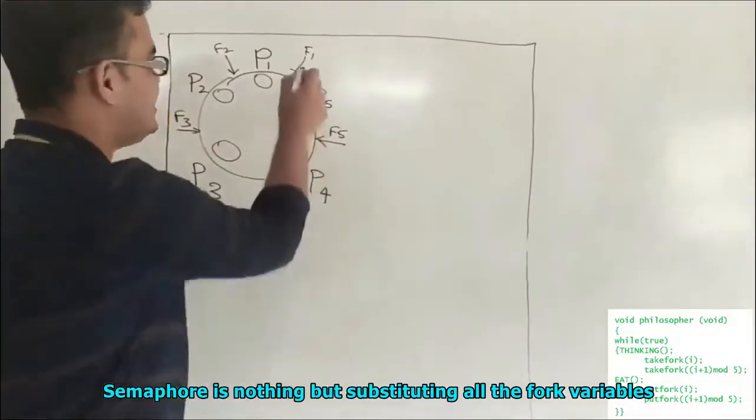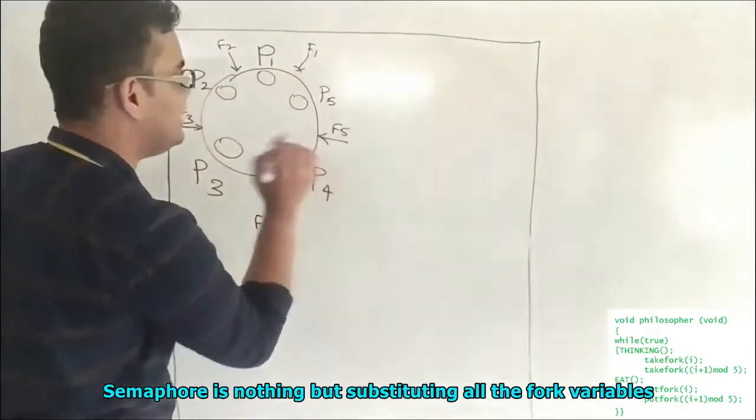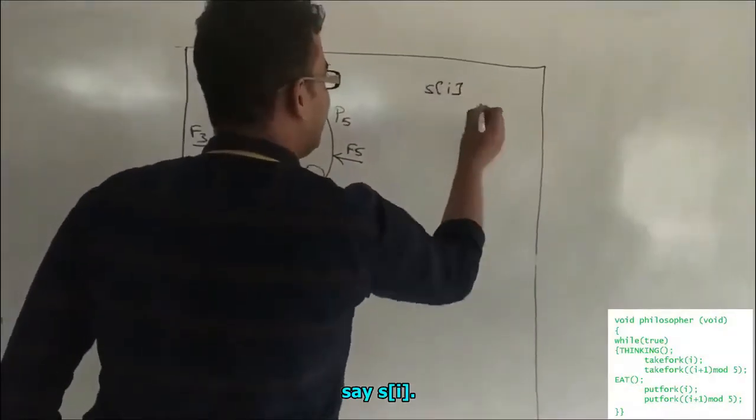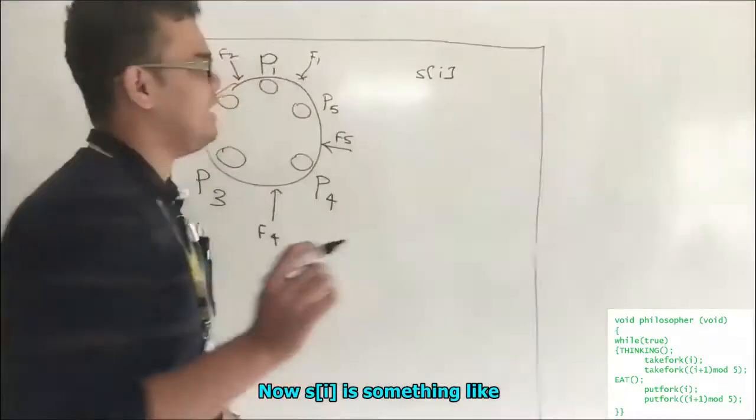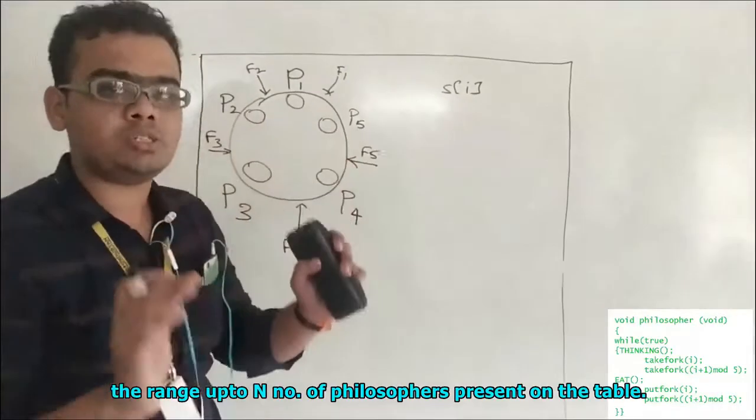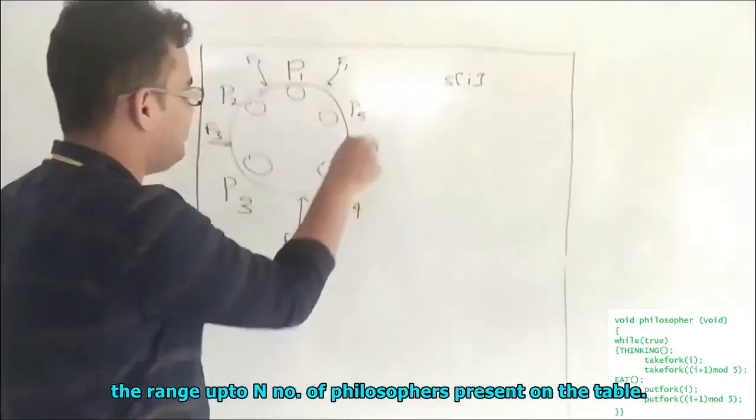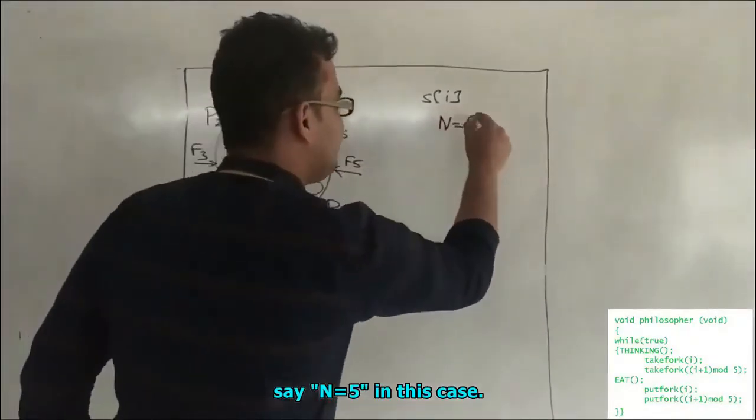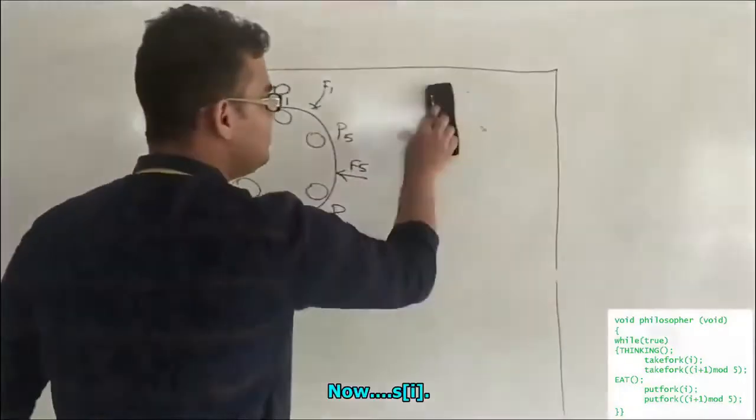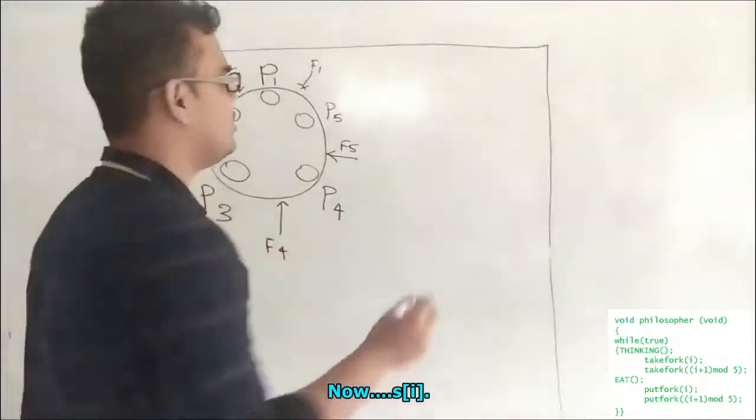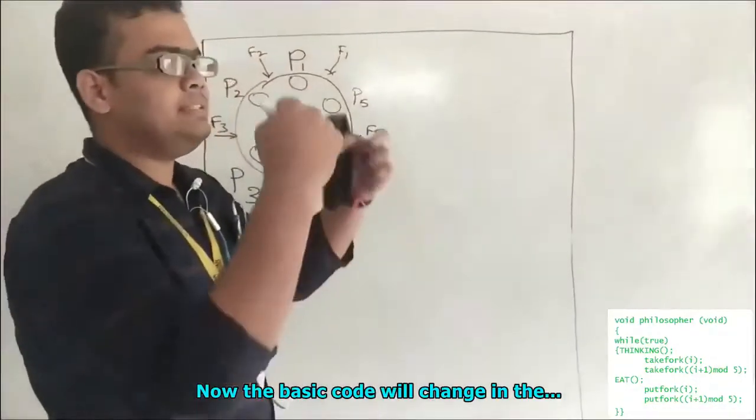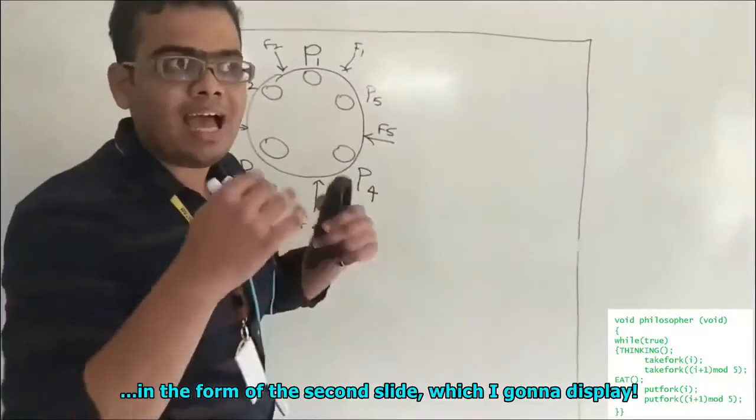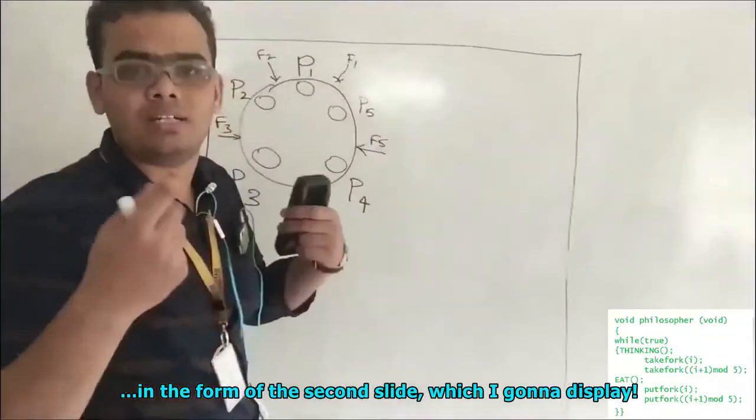Semaphores is nothing but substituting all the fork variables with an array, say S of I. The range of S of I is up to n, the number of philosophers present on the table. Say n equals 5 in this case. Now the basic code will change in the form of the second slide, which I'm going to display.